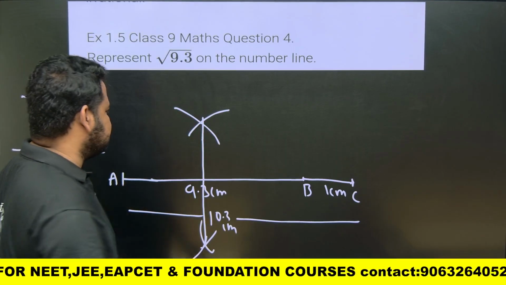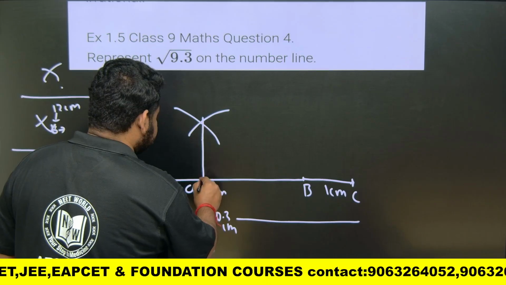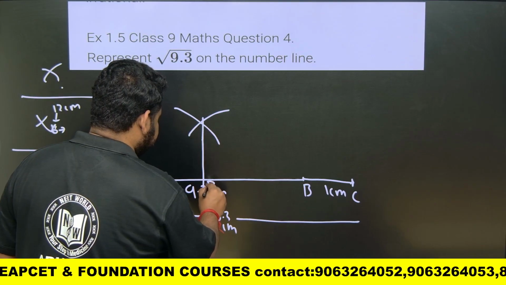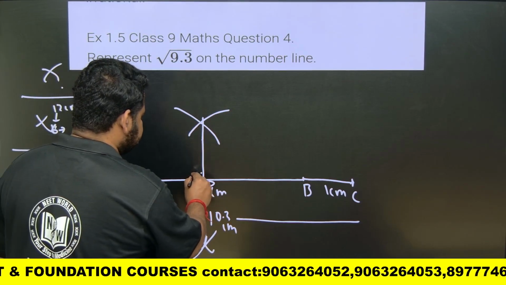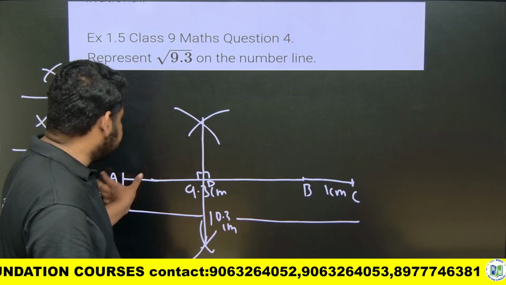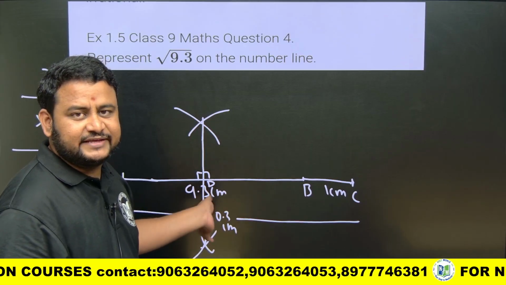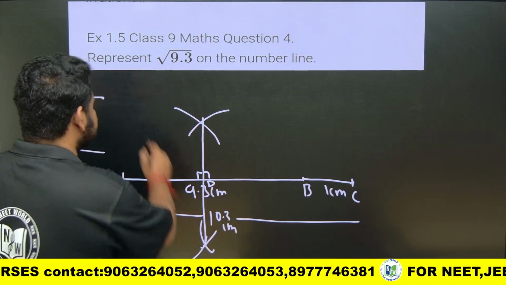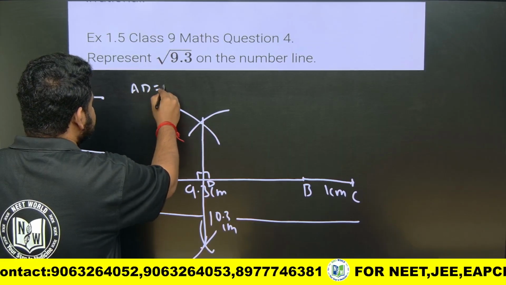So this is a perpendicular bisector. Let me name this point as D. This perpendicular bisector means this will be 90 degree, this will also be 90 degree, and it is bisecting the line AC into 2 equal halves. That means AD is equal to DC.